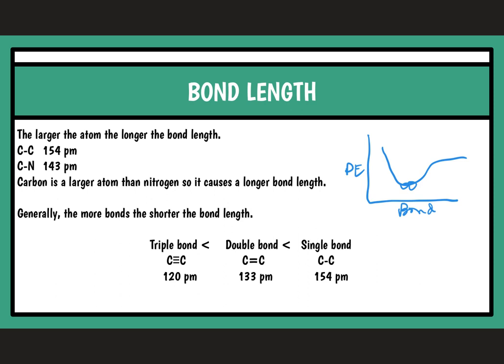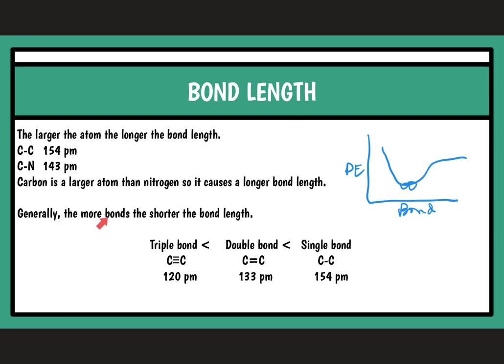So if you were to look on the periodic table, hopefully you're thinking, okay, carbon is bigger than nitrogen. And that's because nitrogen has more protons to pull that valence shell in. So we would see that the size of the atom will help determine the bond length. And in this case, carbon has a larger bond length than nitrogen does because carbon is a larger atom.